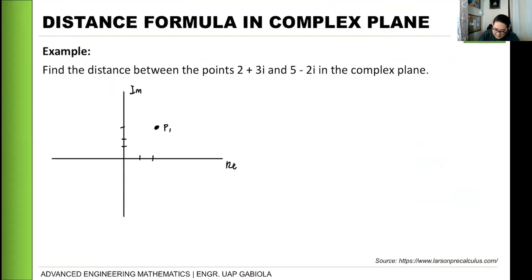And then 5 minus 2i, so we have 1, 2, 3, 4, 5, then negative 2. This is our second point. Okay? So pinapahanap ngayon is yung distance natin na to.